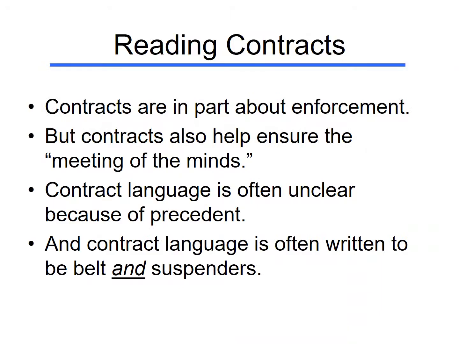Before we turn to some specific examples, I want to make 4 high-level points about contracts and how we should think about them. My first point is that contracts are in part about enforcement. What do I mean by that? Well, one reason we have contracts is the obvious one. We put down on a piece of paper what it is you're going to do and what it is I'm going to do, so that if either one of us doesn't come through, we can later go to court or go to arbitration and figure out what happens now.